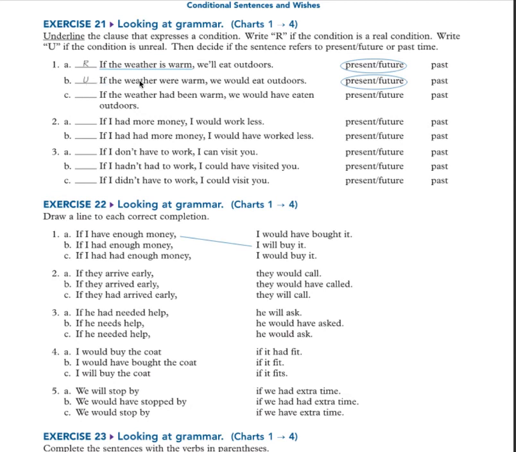B, if the weather were warm, we would eat outdoors. My clause that expresses a condition, if the weather were warm. Look at the if clause, were, simple past. Look at the result clause, would eat, would in the simple form. So this is unreal in the present future. C, if the weather had been warm, we would have eaten outdoors. Look at the if clause, had been, past perfect. Would have, in the past participle, eaten. So this is unreal in the past.